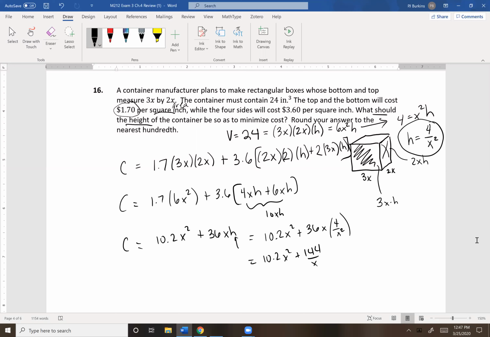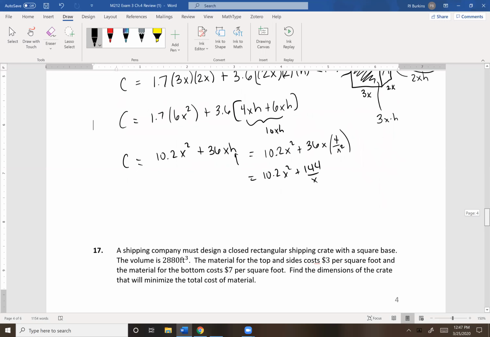Then we need to find C prime. C prime is 20.4x minus 144 over x squared. If you don't know what I just did, remember that 1 over x is really x to the minus 1. Take the derivative of that, you'll get what I got there. Got to set that to 0. So let's solve that.